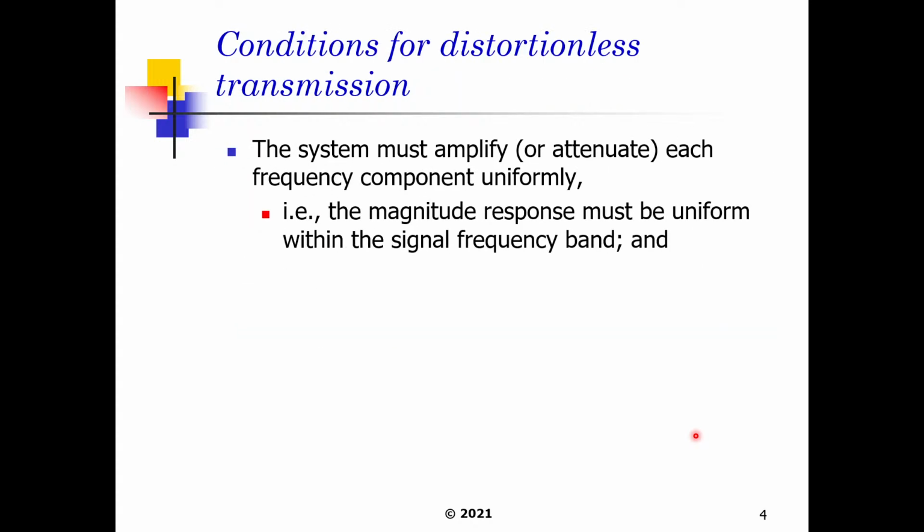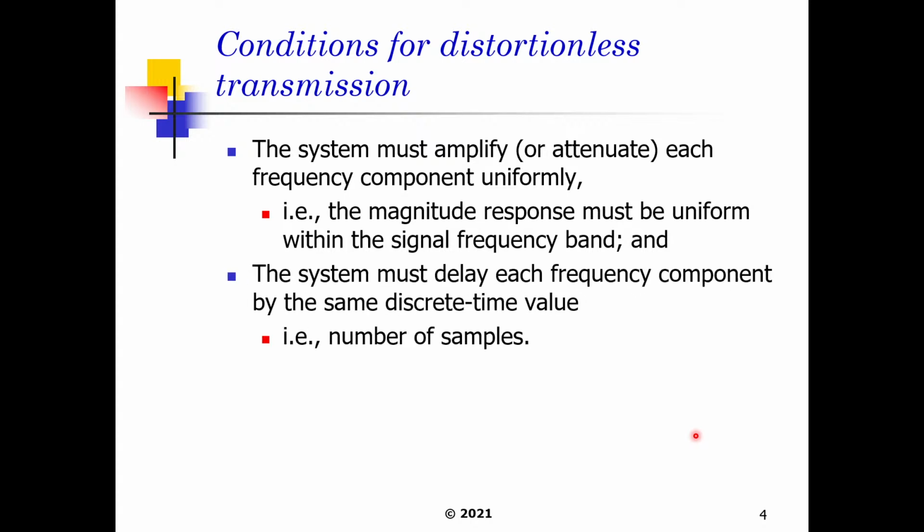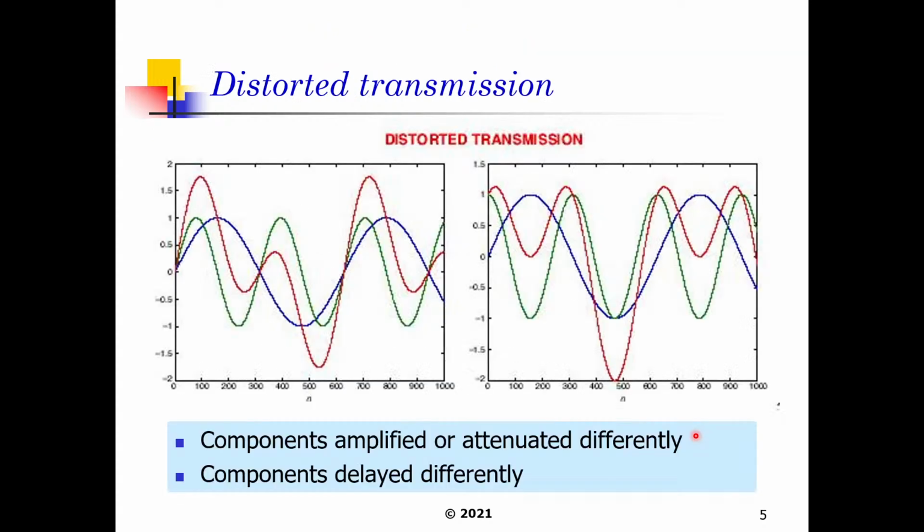Also, the system itself must amplify or attenuate each frequency component uniformly. That means the same multiplication factor or the same division factor for all frequency components must hold constant throughout the entire filter process. And the delay for each frequency component must be the same delay factor as well. So if one frequency component is delayed by 5 samples, all the other frequency components in that signal must also be delayed by 5 samples.